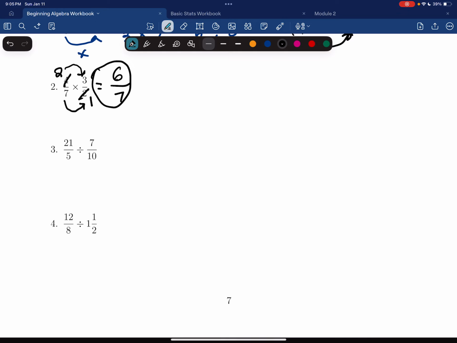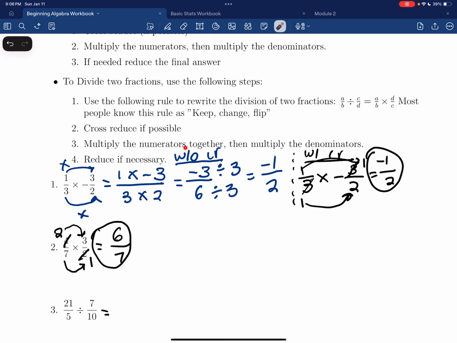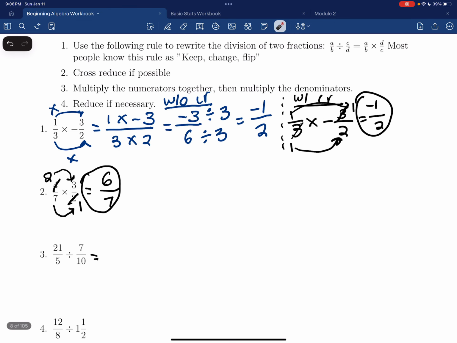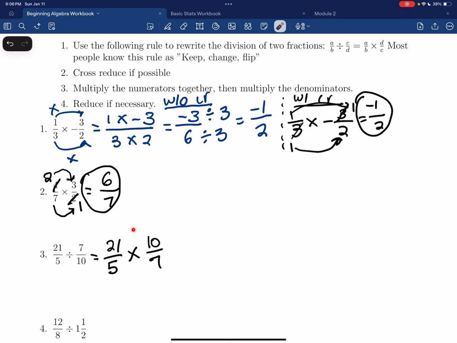Looking at example number 3, notice we now have division. But not to fright, because when you're dividing fractions, it's essentially a multiplication problem in disguise. So recall up here, when you divide fractions, we're going to use the rule keep, change, flip. So we're going to keep this first fraction as it is, 21/5. And then we're going to change this division operation to multiplication. And then we're going to flip the second fraction. So 7/10 becomes 10/7.